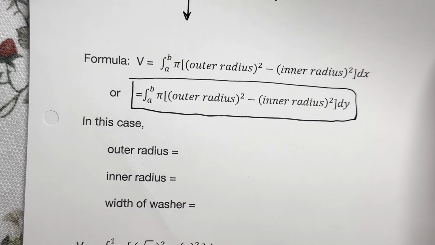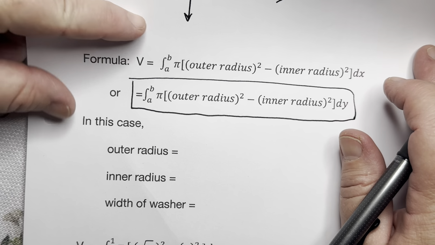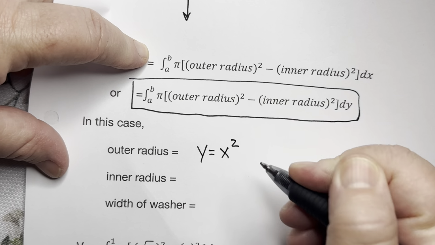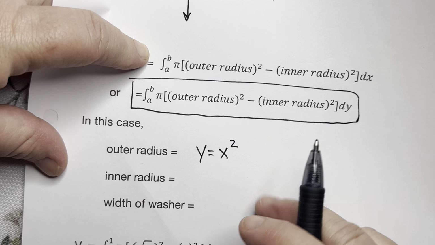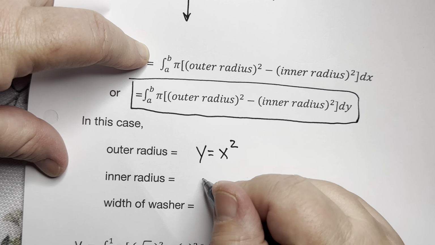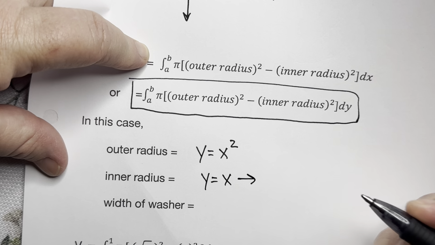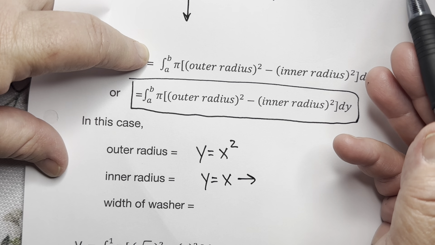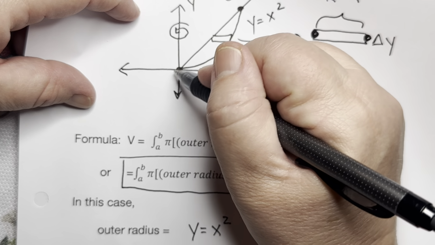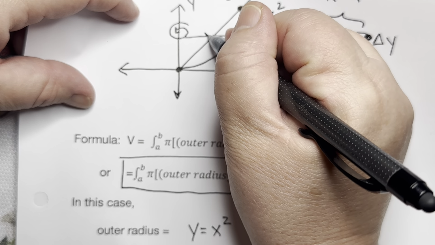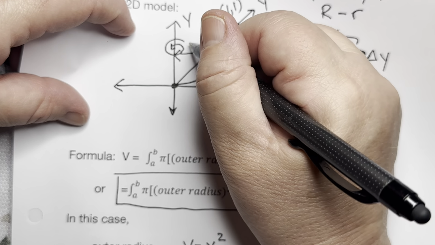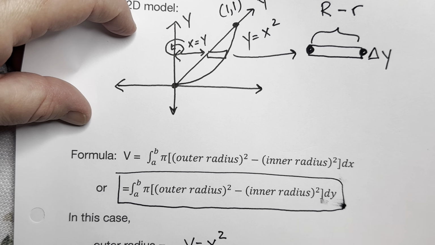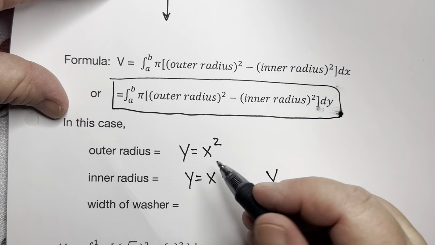Okay. So for this case, the outer radius is y equals x squared. I'm going to skip that for now. The inner radius is y equals x. So what are we going to use? Remember, it all has to be in terms of y, and it's the y equals x line. We want to know what this inner radius is. So this is x, which is equal to y. We're just going to use y as that radius. Now, why is this a problem?